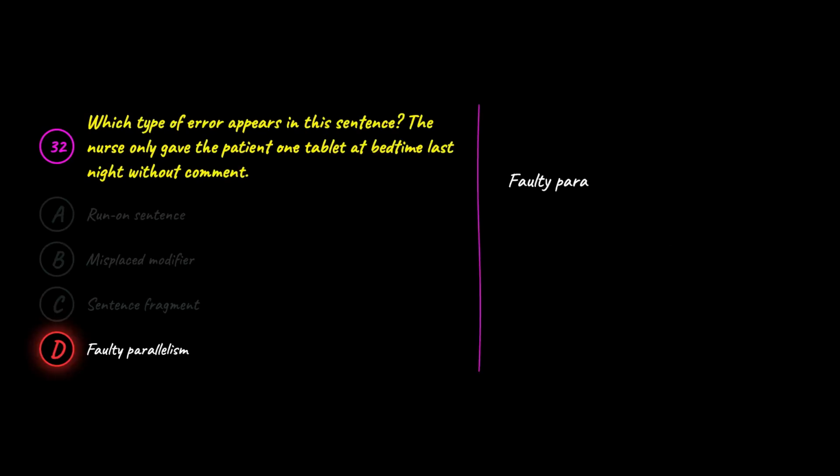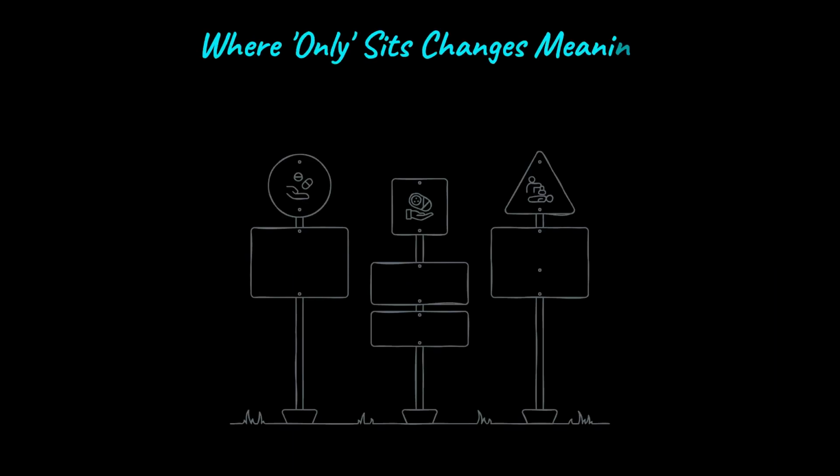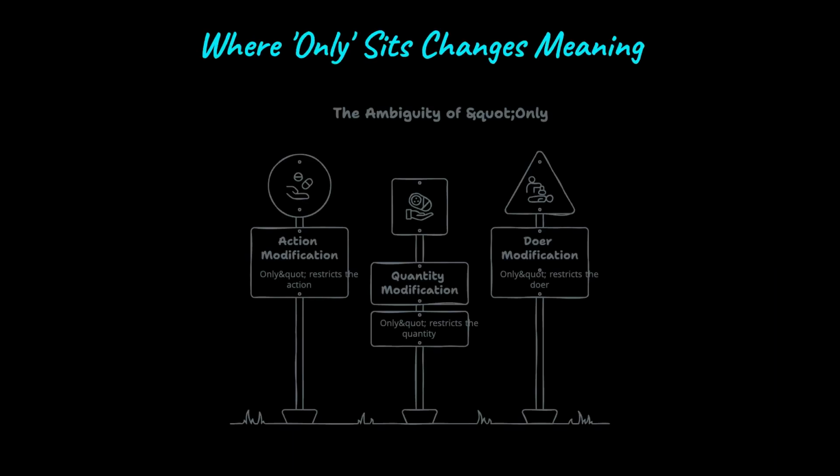D is wrong because faulty parallelism occurs when items in a series do not share grammatical form. No list of items appears in the sentence to evaluate parallel structure, so parallelism cannot be the error. One of the most commonly tested grammar traps is the misplaced modifier, a word placed next to the wrong part of a sentence, silently shifting the meaning. The word only is the most frequent offender on standardized exams. The core rule is simple: a modifier must sit next to the word it modifies.